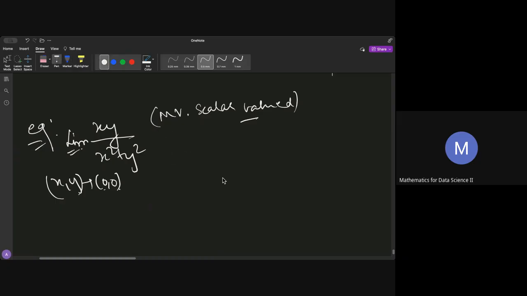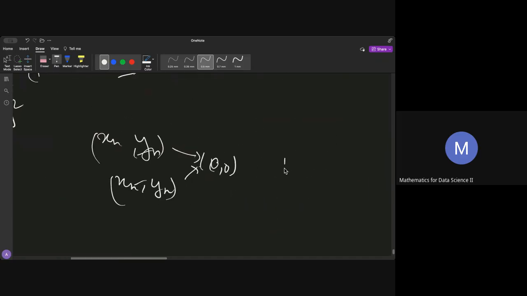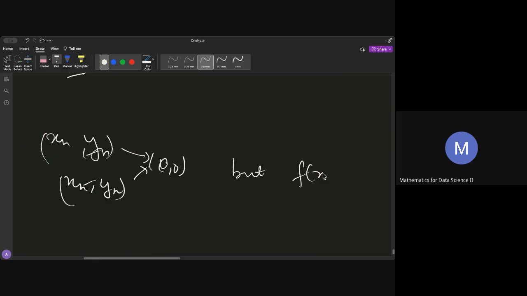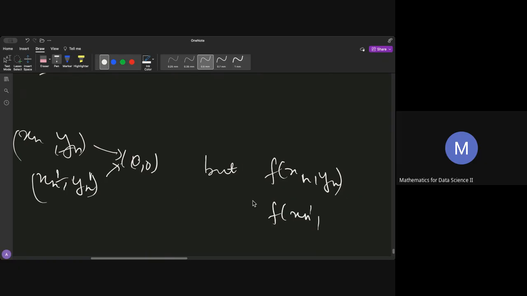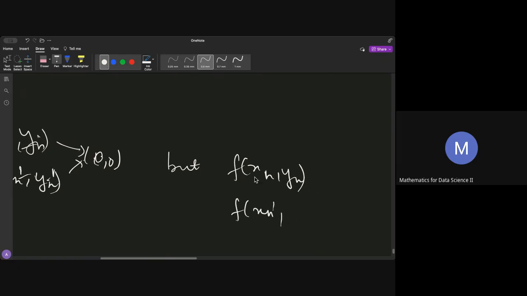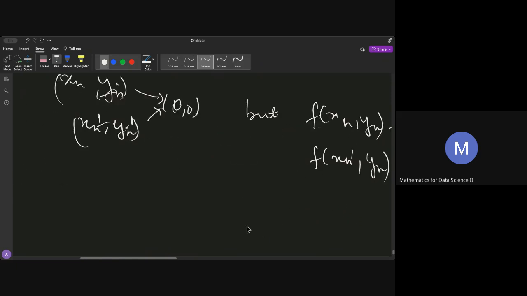Let's see if I can find two different sequences, (xn, yn) and (xn dash, yn dash), such that both of them tend to (0, 0), and the function will tend to something else along each of these. Let's see if that can happen. f(xn, yn) and f(xn dash, yn dash). Two different sequences converging to (0, 0), but the function's values at these sequences, this is also a sequence, right? They converge to different points, L and L dash. Let's see if this can happen.